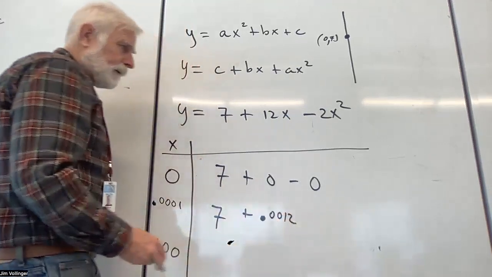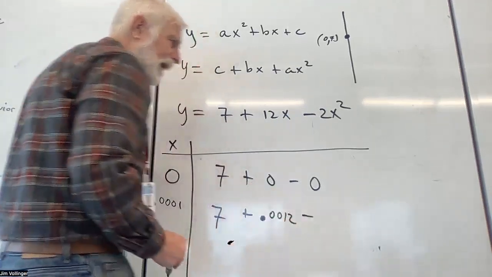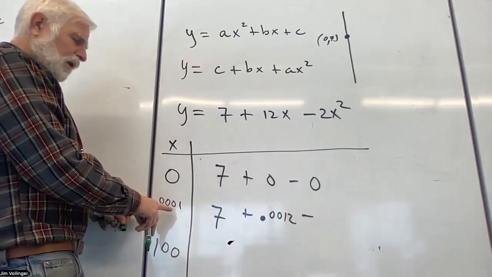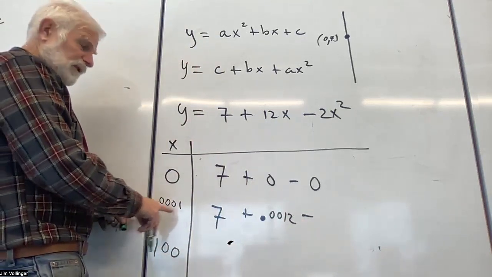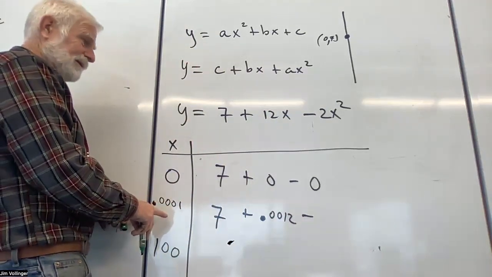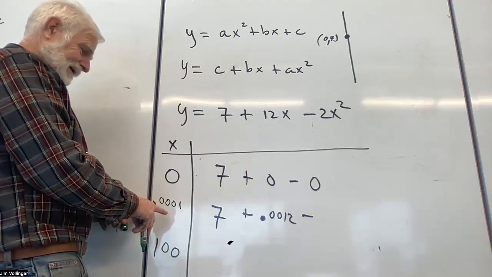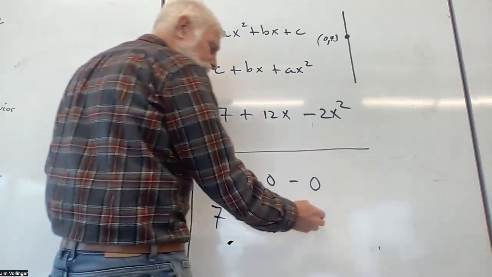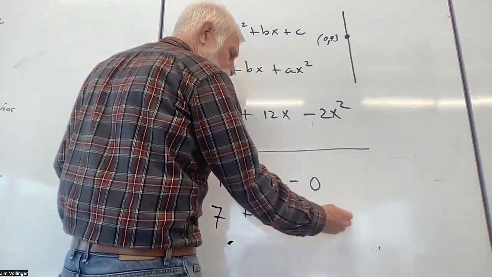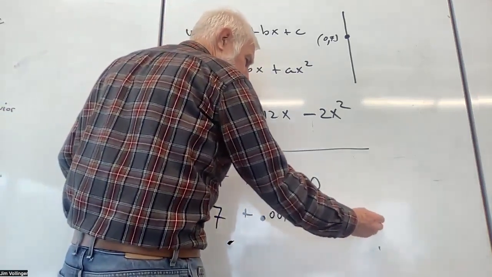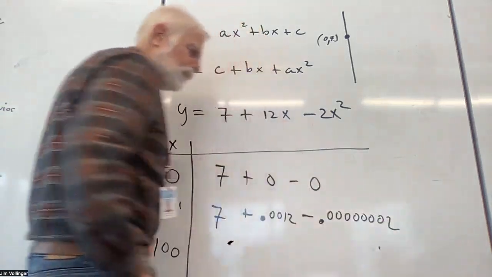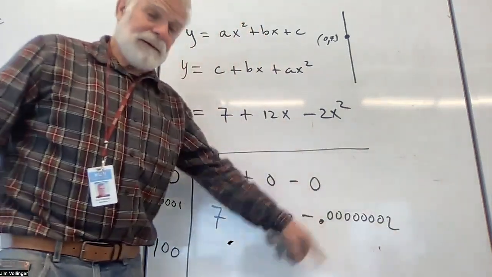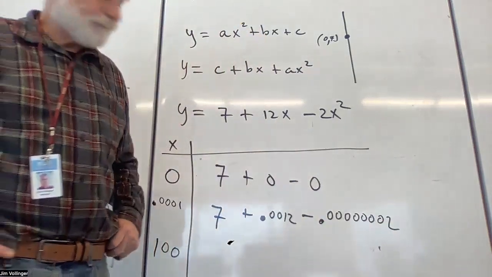0.0012. And now over here, I'm going to subtract. Well, I know if I square that, it's got 4 decimals. If I square it, it's going to have 8 decimal places. And then I have to multiply that number by 2. That's going to become 0.12345678, 8 decimal places. That's a pretty darn small number.